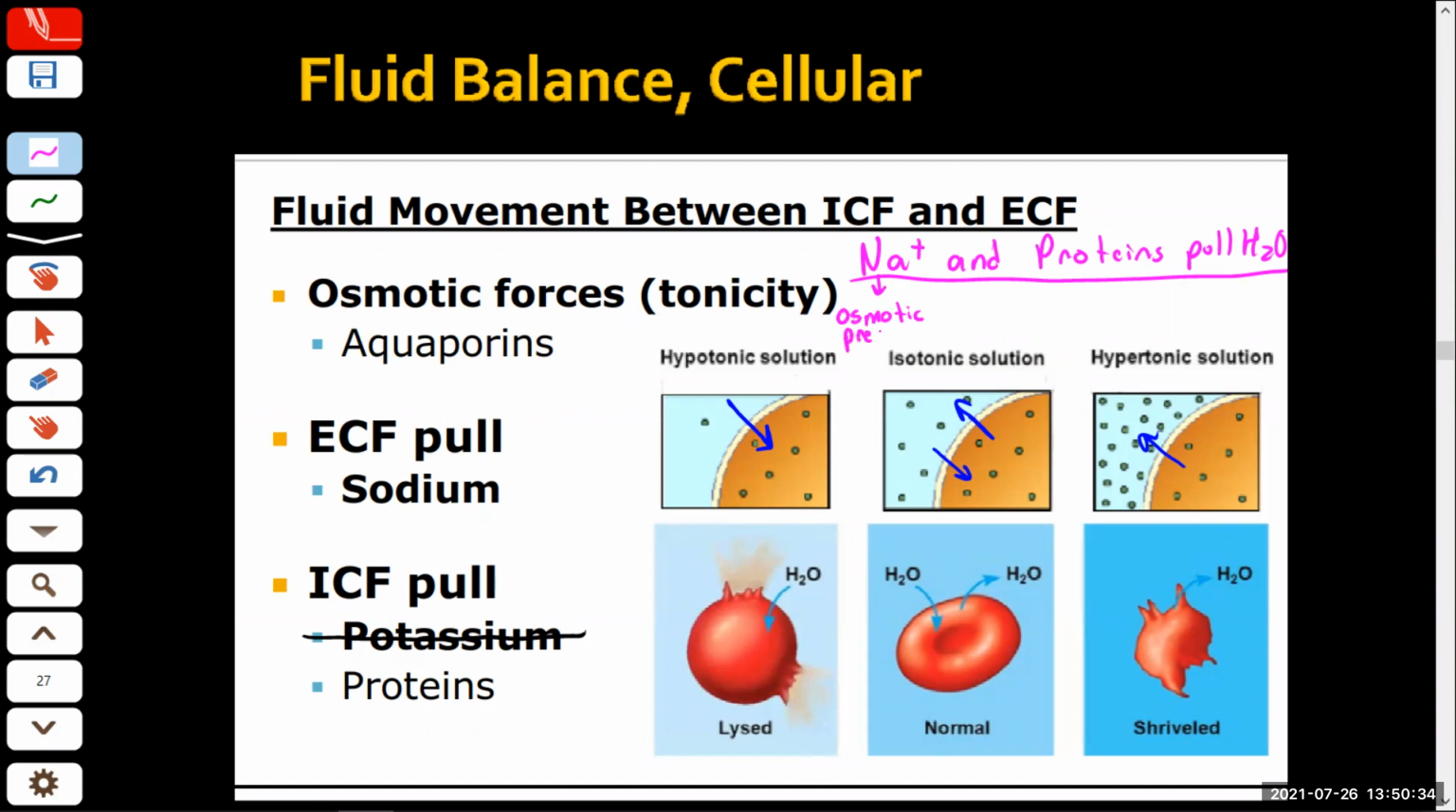We can just say pressures to keep it uniform. Osmotic pressures. You can use pressures or force interchangeably here. If we're talking about sodium, we're using the term osmotic. When we talk about proteins, we use the term oncotic. Okay, so not cancer, but oncotic pressure. Osmotic, sodium; oncotic, proteins. I'll give you guys working examples of that too.